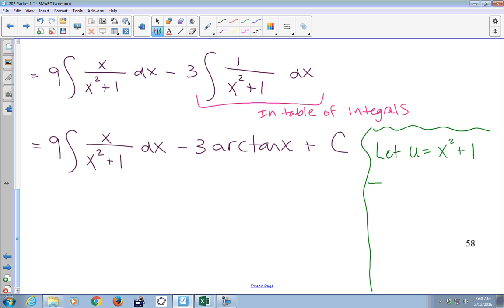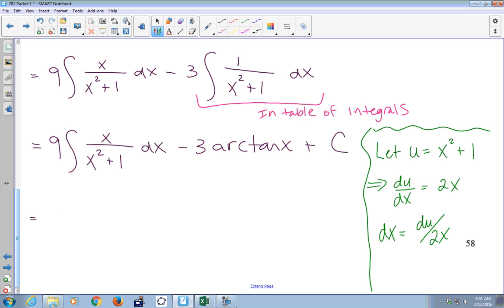All right, so that means du dx is what? 2x. If you solve this equation for dx, what do you get? Pretend du dx is a fraction and you solve for dx. Du over 2x. Good. Now I'm going to take all that information and substitute into the integral that I have. Anything that can substitute exactly, I'm going to substitute. So I'm going to replace the x squared plus 1 with a u, and I'm going to replace the dx with a du over 2x.